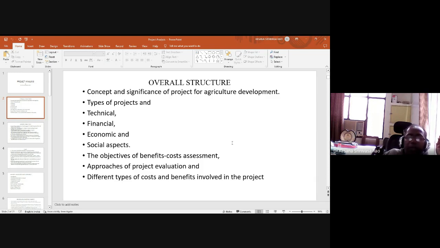And apart from that, the objectives of benefit cost assessment, approaches of project evaluation, and different types of costs and benefits involved in the project. These are the other aspects which we are going to discuss today. Okay.